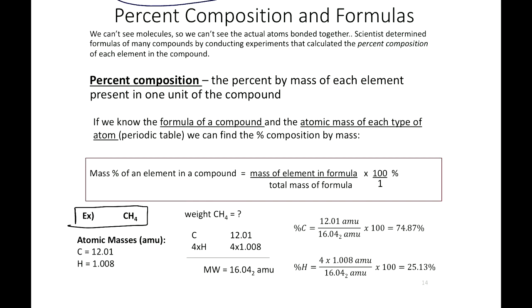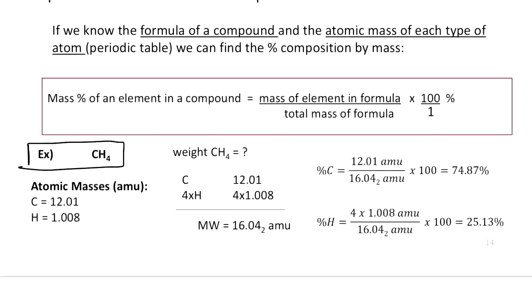So we can calculate the percent composition of each element present in 1 unit of that compound. So here's an example for methane. Methane contains carbons and hydrogens. There are those atomic masses. I get the full molecular weight of that compound is about 16 AMU. The reason that there's a 2 subscript in the corner here is I'm just trying not to round prematurely.